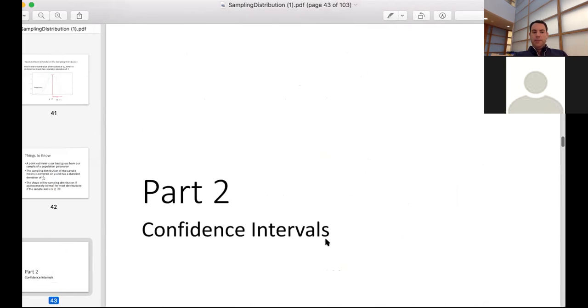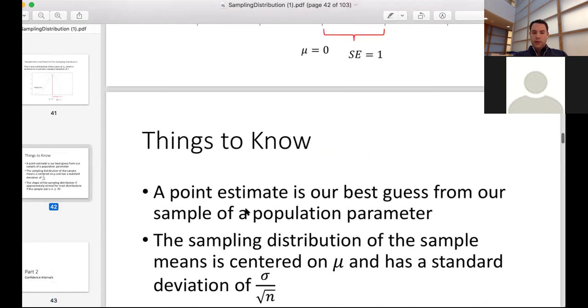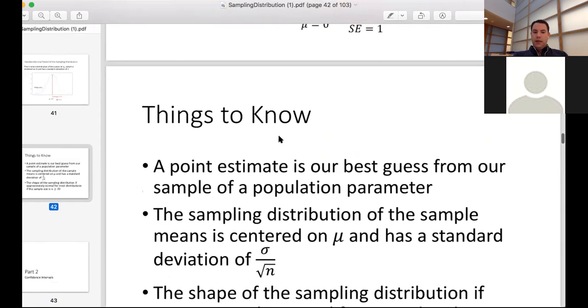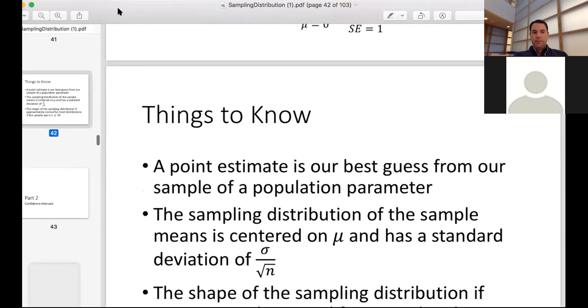So that's what the central limit theorem is stating. It's stating that if we have a high enough sample size, we can draw samples from a population regardless of whether it's normal or not, and we can still assume normality based on the central limit theorem. And it will assume that the sampling distribution of the sample means will center on mu and will have a standard deviation of sigma over square root of n.